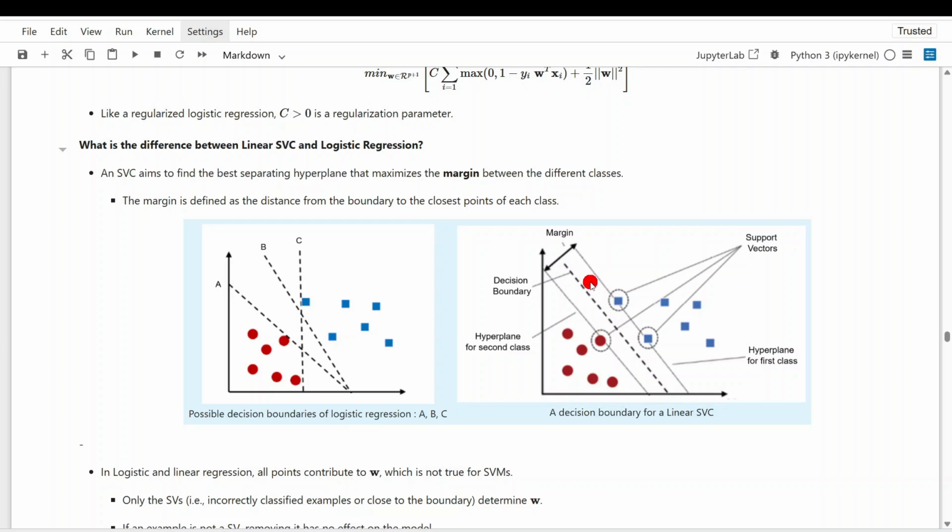Therefore, a point somewhere here is going to be predicted as blue. But if we come to here, let's say a point here, if we consider decision boundary B, a point here would be misclassified as red, where it is just near to the blue points. But with the linear support vector classifier, this point will be classified as blue, because it is near to the blue points.